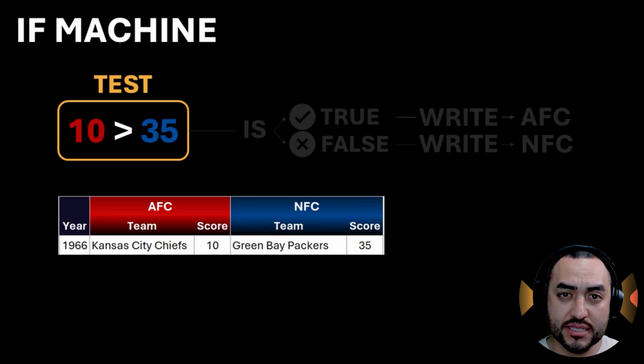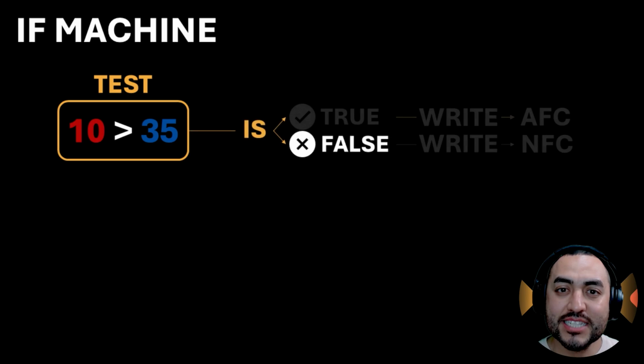So the test is this. 10 is greater than 35. Is that true or false? 10 is greater than 35 is clearly false. We should expect the machine to write NFC. And yep, that's exactly what our machine writes.